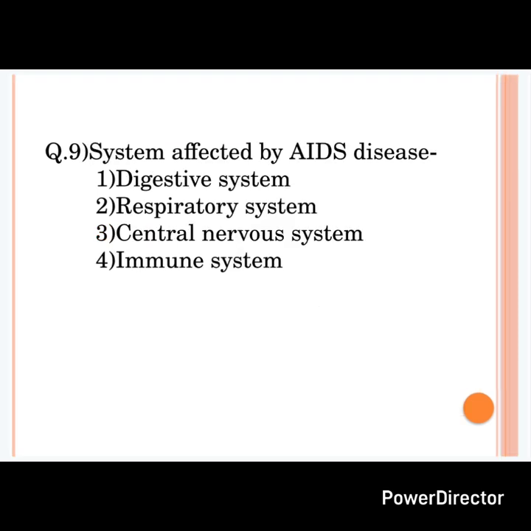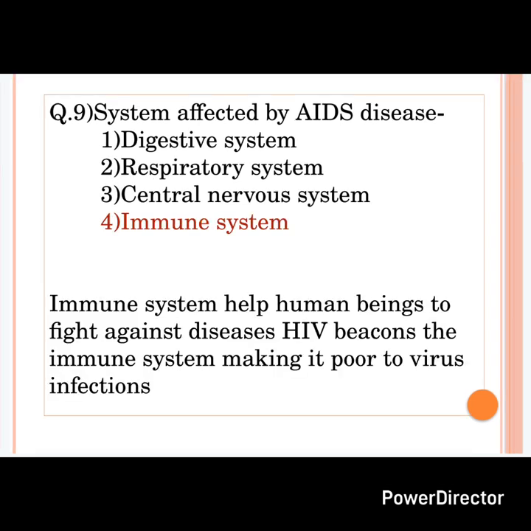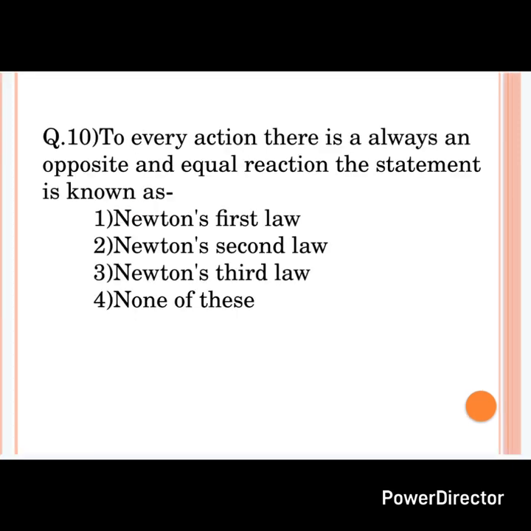System affected by AIDS disease. So, which system is affected by the AIDS disease? The options are: first one, digestive system; second option, respiratory system; third option, central nervous system; and the fourth option, immune system. For this, the answer is immune system. Yes, the immune system helps human beings to fight against diseases. Now, let's see the next question.